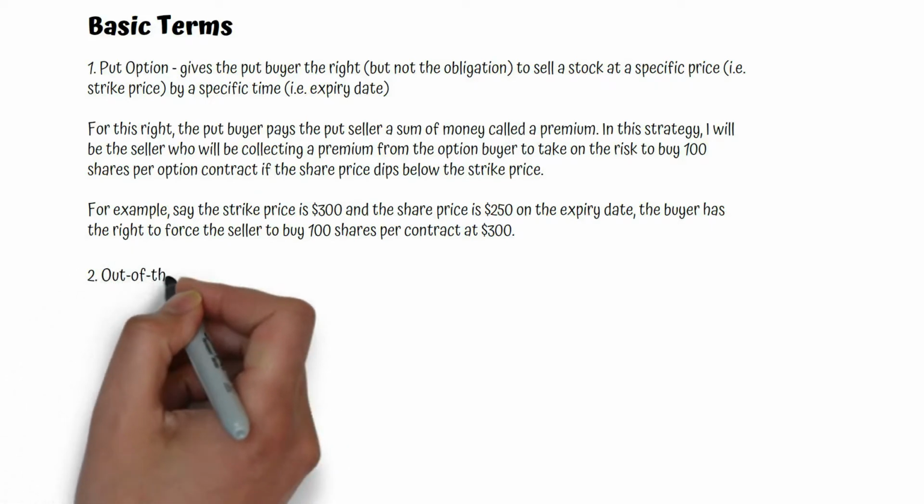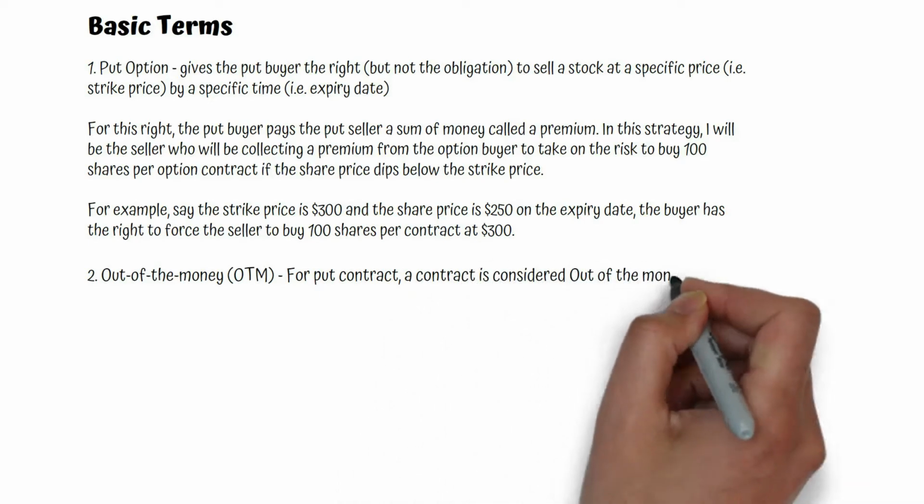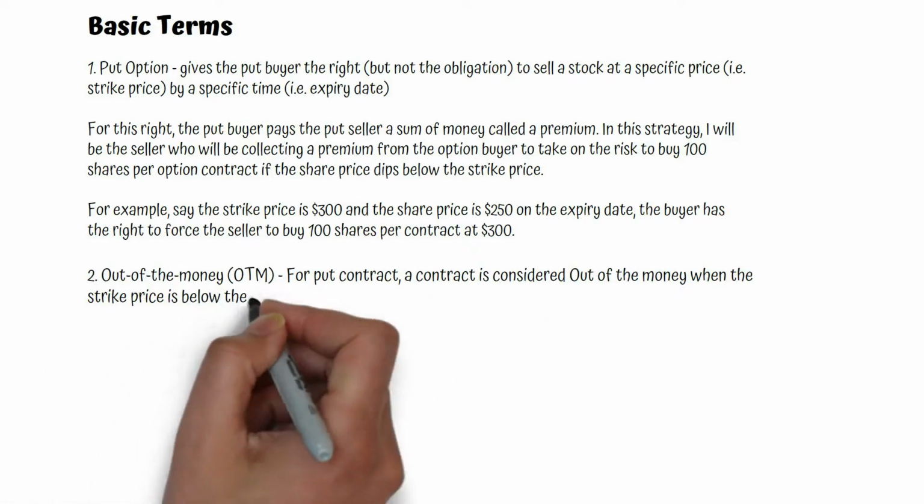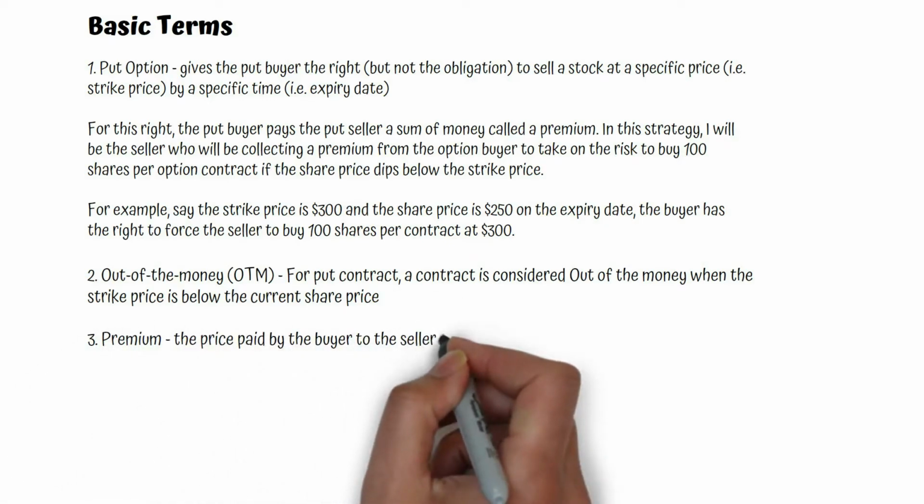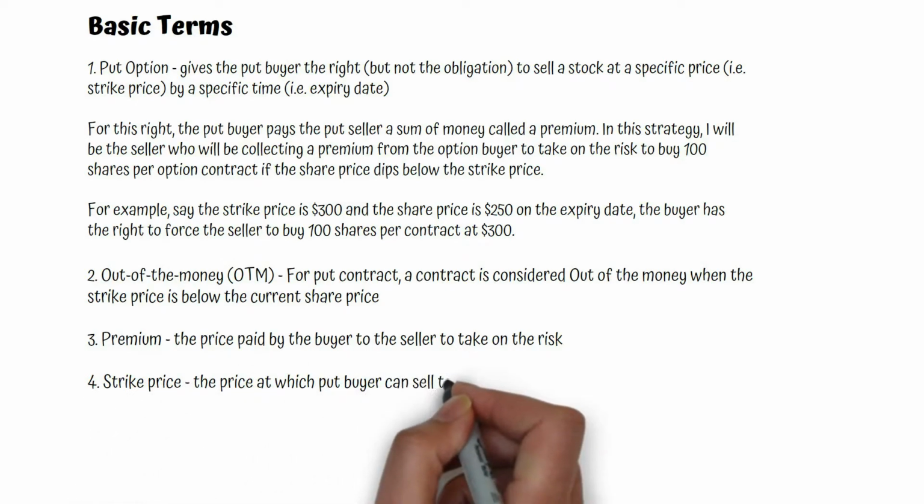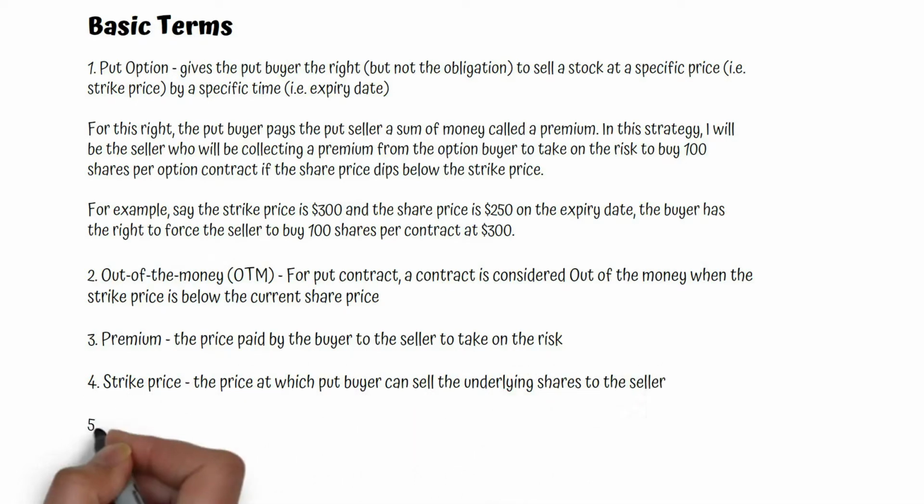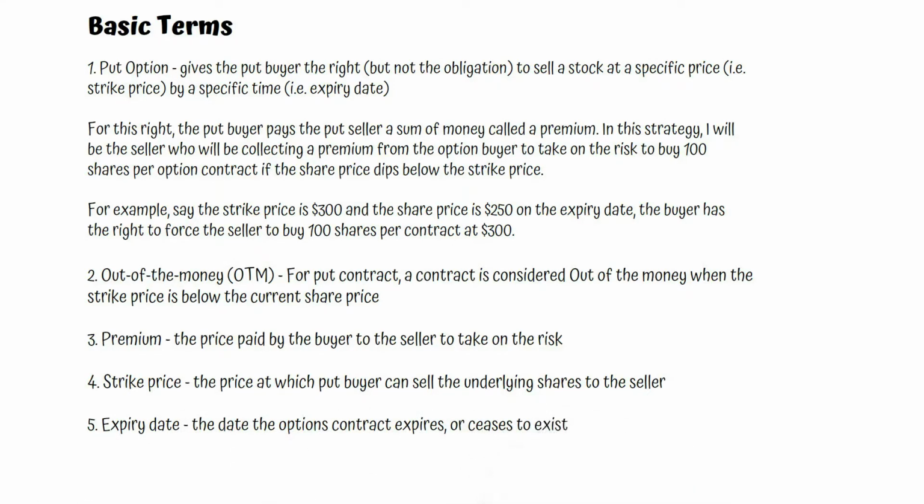Out of the money. For a put contract, a contract is considered out of the money when the strike price is below the current share price. Premium. The price paid by the buyer to the seller to take on the risk. Strike price. The price at which the put buyer can sell the underlying shares to the seller. Expiry date. The date the option contract expires or ceases to exist.